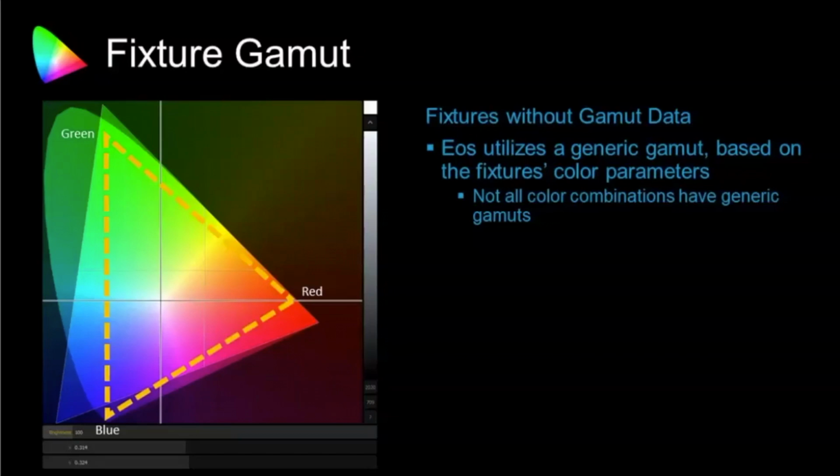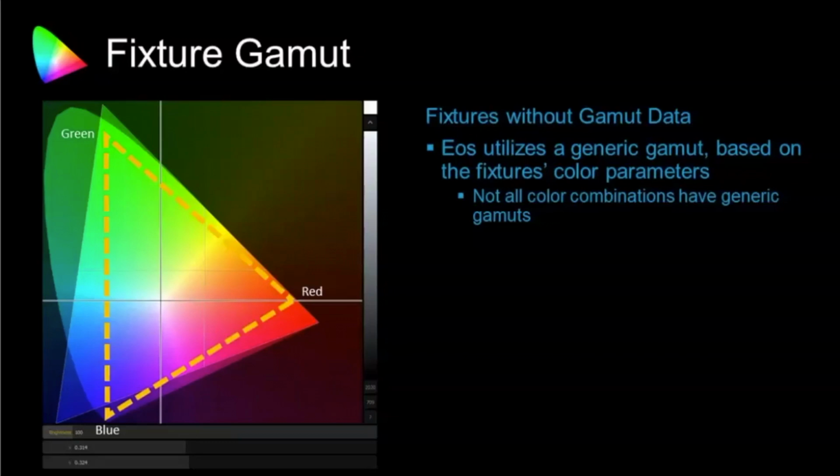And I think it's important to note here that not all color combinations have generic gamuts. We have to build generic gamuts custom into the software. So for example, RGB and RGBA are very common gamuts. You can still use the color picker. If you're using a generic gamut, it will be less accurate, but it'll still get you in the ballpark of where you're going.